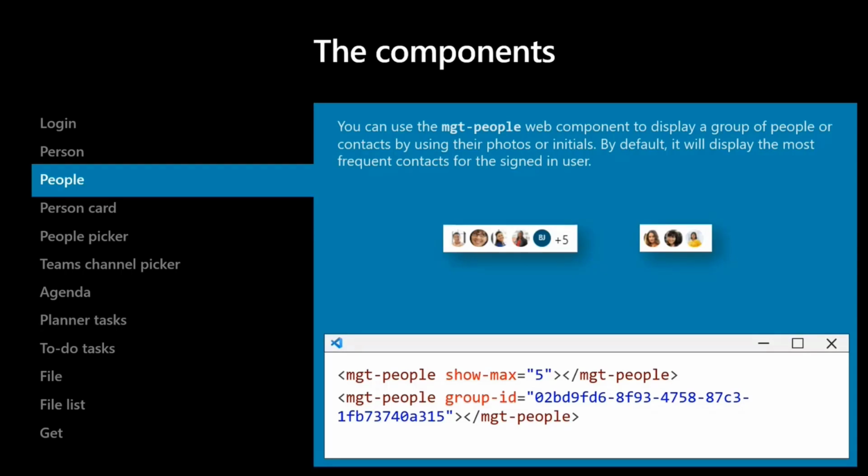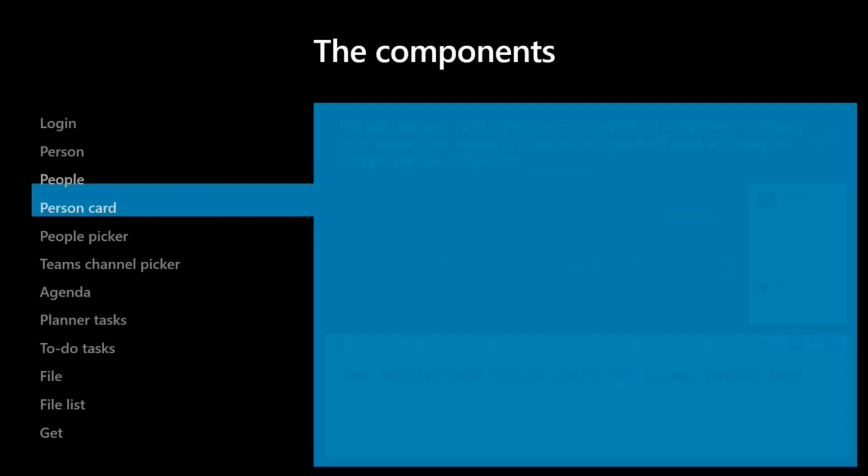Or you want to see all the persons in your organization. Well, you can just add a group or even the entire org to see all of them right there. Very customizable. You can use the MGT-people component. You drop it in and automatically you can work with this.